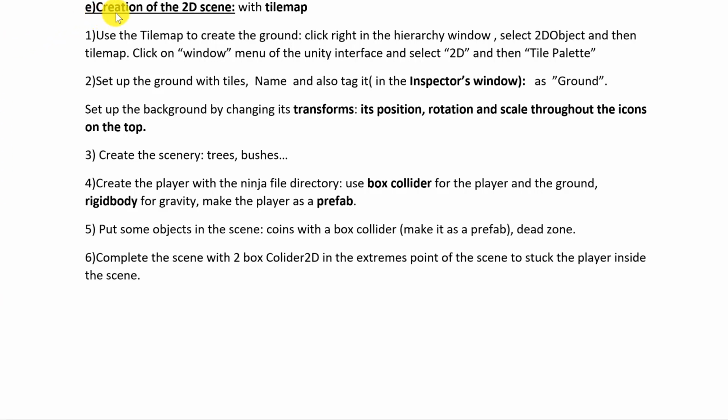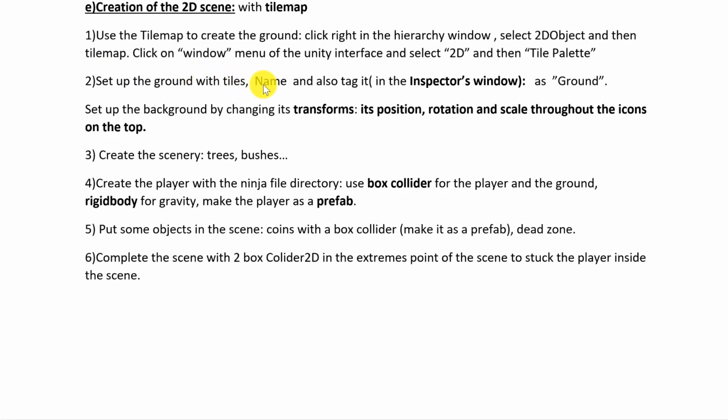Okay guys, let's create the 2D scene with the tile map. First we'll use the tile map to create the ground. So we have to right-click in the hierarchy window, then select 2D object and then tile map. Then we have to click on the Window menu of the Unity interface and select 2D and then tile palette.